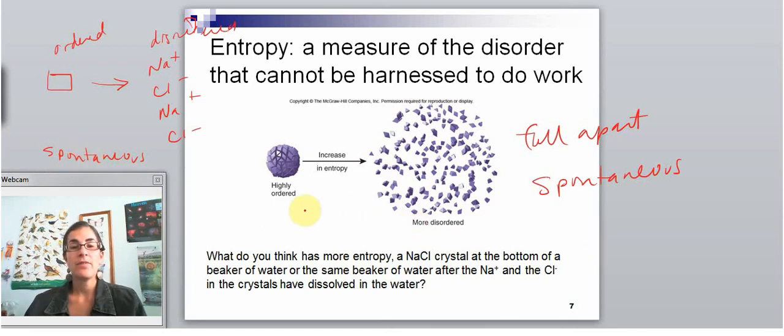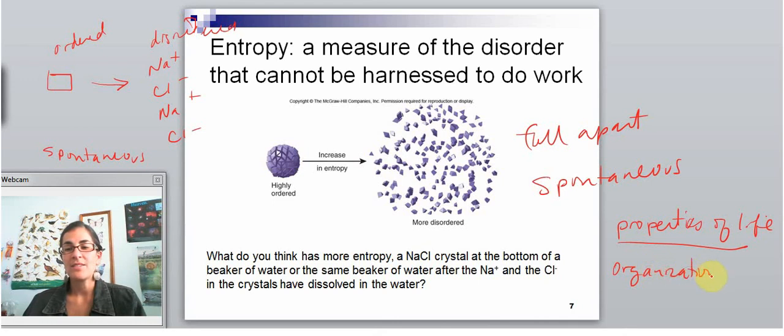So at this point, if everything in the universe must go towards disorder, you might recognize a little bit of a problem. Because remember, at the beginning of the semester, we talked about the properties of life. And one of those key properties is organization and order. Living things are highly ordered. How can they possibly be highly ordered if we do in fact follow this law of the universe? And the key here is that in order for us to be ordered, we must disorder.